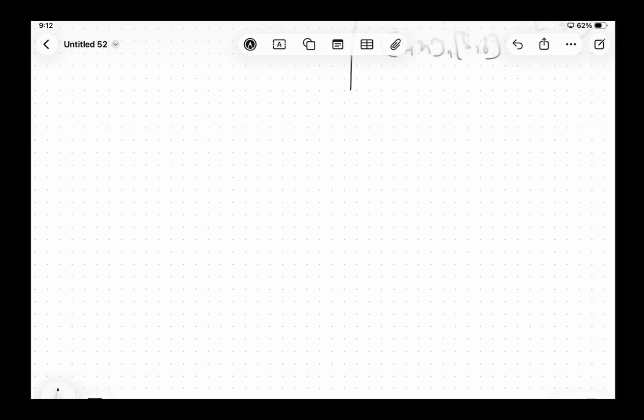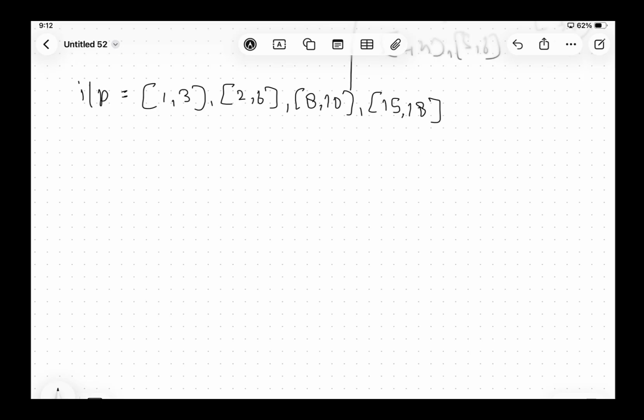So let me take one input: 1, 3, 2, 6, where overlapping is there, then 8, 10 and 15, 18. What is my step 1? I told you, I'm going to sort the intervals, and first add the first element. So my first interval is 1, 3.